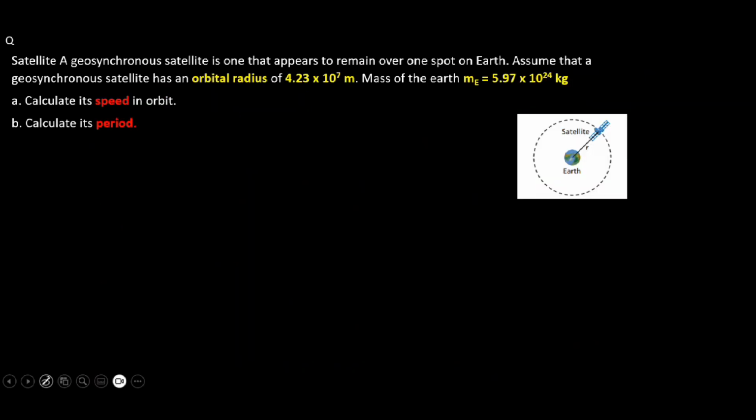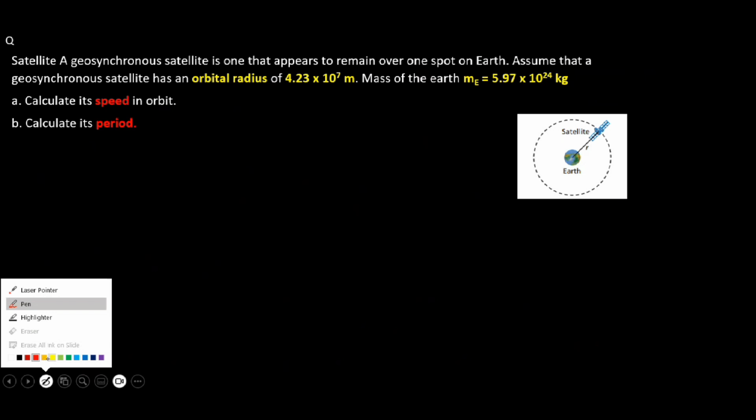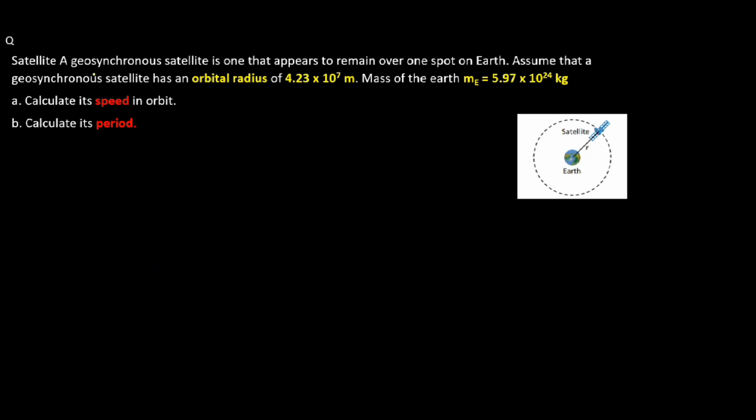Let's discuss another problem. A geosynchronous satellite is one that appears to remain over one spot on Earth. Assume that a geosynchronous satellite has an orbital radius of 4.23 times 10 to the power 7 meter. Mass of the Earth is 5.97 times 10 to the power 24 kilogram. Calculate its orbital speed and period.